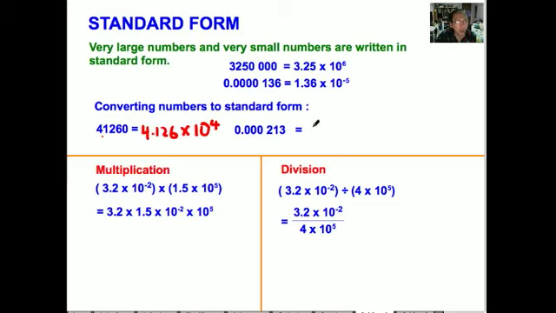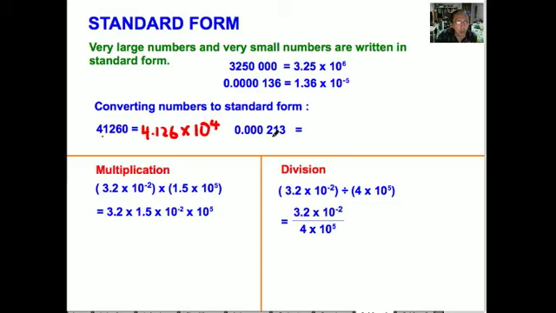For a small number, we put the decimal point after the first non-zero digit to give us 2.13 multiplied by 10 to the power of, there are 4 zeros in front, so we have negative 4. Small numbers have negative powers of 10.